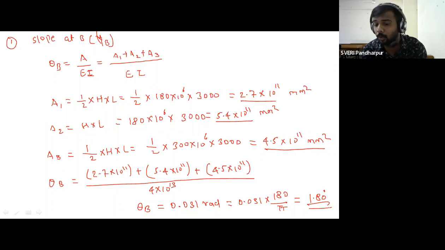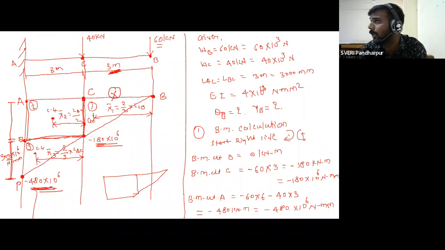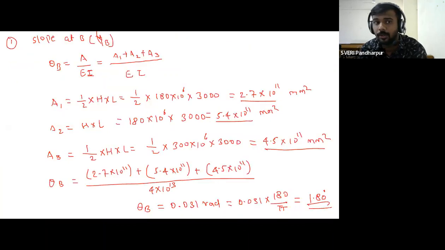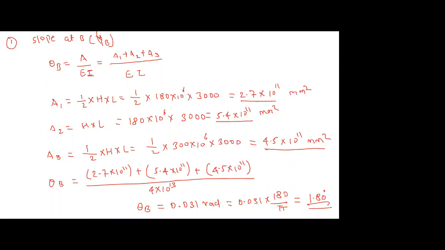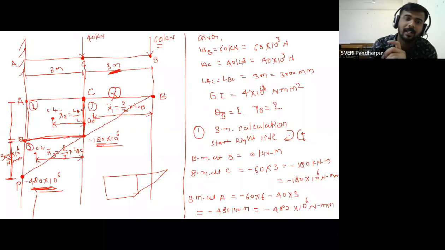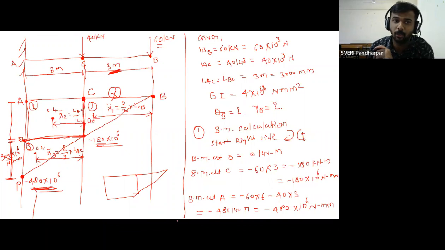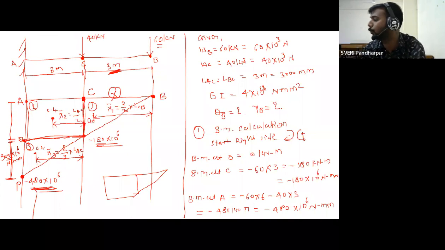Now, if I have to calculate the slope at point C, what will I do? Theta C is equal to, what is my formula? If I have to calculate the slope at point C, theta C is equal to A upon EI. This is a standard formula, which is equal to, which two areas I have to consider? A2 plus A3, because at the left side of point C, only sections 2 and 3 are present. So in that case, the effect of section 1 we do not have to consider. Getting? So write down a few lines in your notebook at the top.